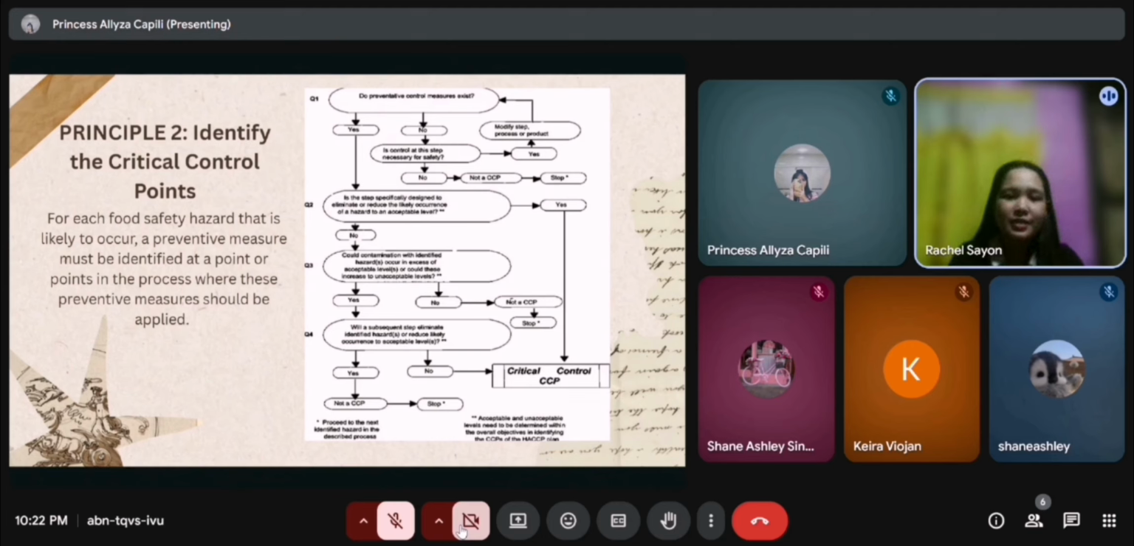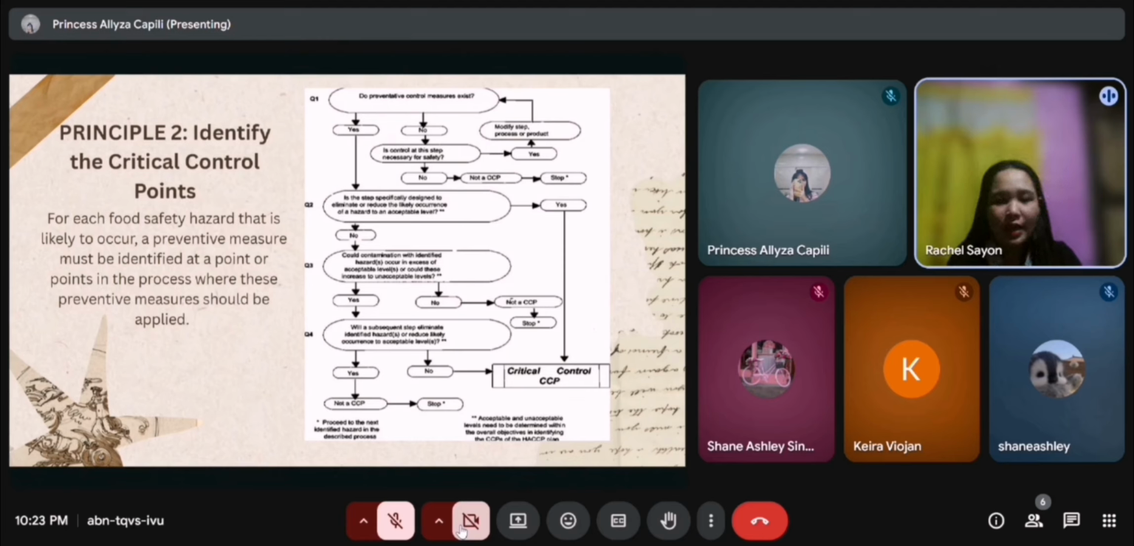If control is lost at a CCP, the food may become unsafe and cause a foodborne illness. To decide whether a step is a CCP, a HACCP decision tree is used. The decision tree helps determine whether a hazard exists at that step, whether control measures are available, whether the step can eliminate or reduce the hazard, or whether a later step will control the hazard.